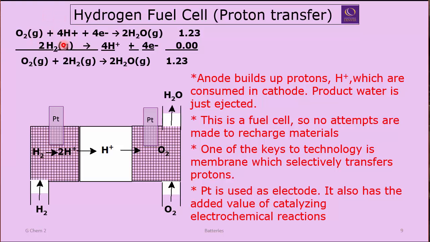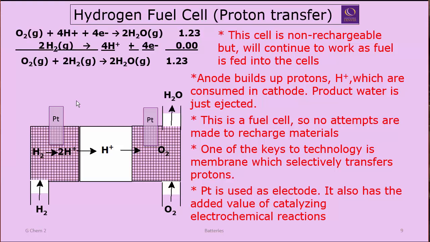So as we know from earlier in this chemistry, we've learned how catalysts work, and in this particular case, platinum binds hydrogen and starts to weaken the hydrogen-hydrogen bond. This cell is non-rechargeable, but then again, it's a fuel cell. And the interest in this is that, as I stated earlier, it really is just the combustion of hydrogen and oxygen.